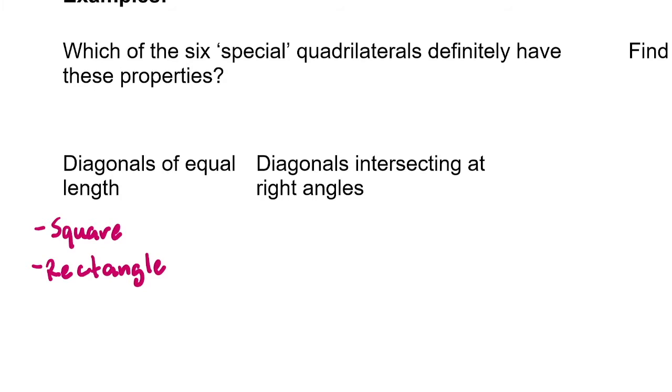Ones that have diagonals that intersect at right angles. Well, the rectangle is now out of that one. They definitely don't intersect at right angles now, but they do intersect and have equal lengths. But in terms of intersecting at right angles, well, we've only got the 3 shapes that do that. So we've got our square, we've got our rhombus, and we've got our kite. Okay, so if you're looking at the diagram from the previous video, that's what you will see.